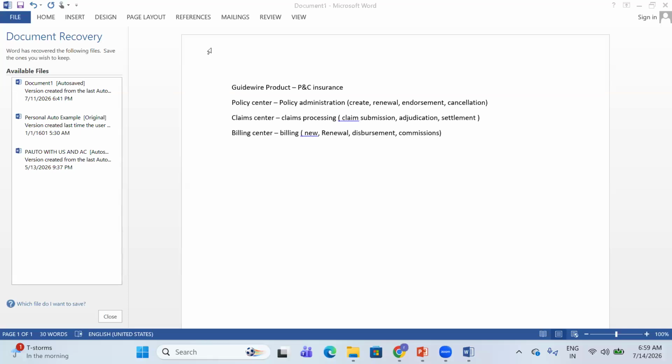So what does the insurance company do? Insurance company is nothing but the insurer. Insurer and insured are two parties. Insured is nothing but the customer who benefits from the insurance policy. Insurer is nothing but the insurance company I'm referring to.